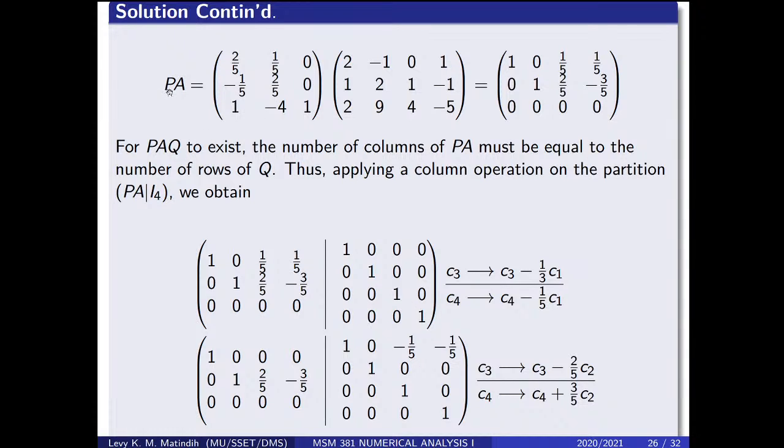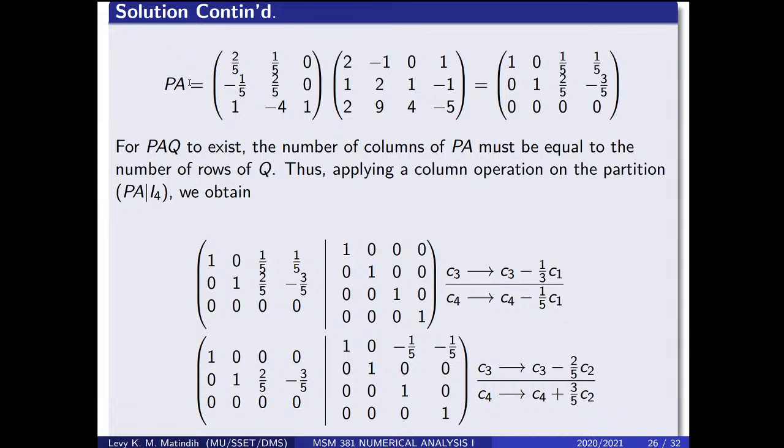And the matrix PA, which is row equivalent to matrix A, in short the reduced row echelon form of matrix A, is the matrix with entries 1, 0, 1/5, 1/5, then 0, 1, 2/5, and negative 3/5. Then we have 0, 0, 0, 0. This is the product of P and A. Now, from this product, we need to find the matrix Q.